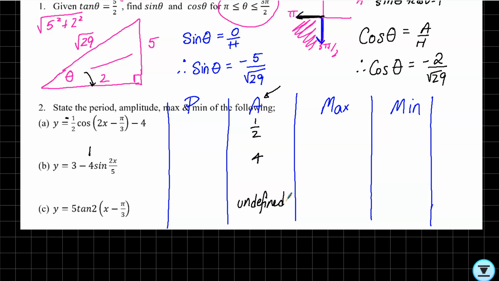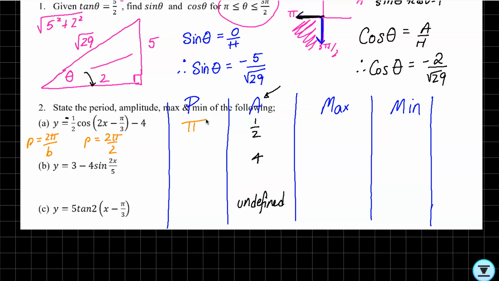Okay, what would we like to do next? You want to do the period, the max, or the min? Period, okay. So if we're doing the period, what should come straight to mind? Right, so for part A and part B, we should definitely be thinking period is 2 pi over B. Now, what is my B value in A? It's 2, right? So period will just be 2 pi on 2. So therefore the period is pi.